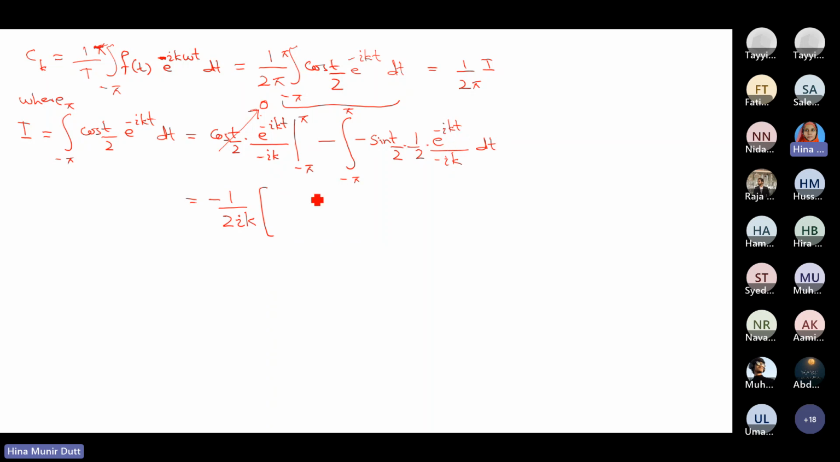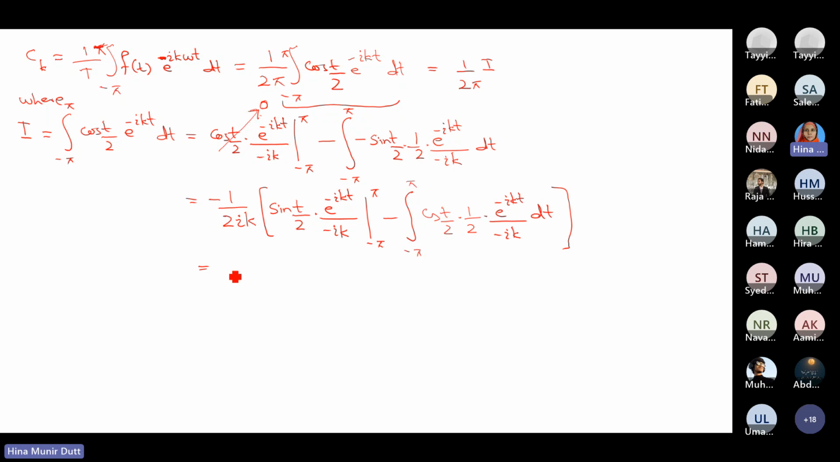Again, I will apply the integration by parts. Taking sine t over 2 as the first function as it is, the integral of the second function e to the power minus iota kt over minus iota k, limits of integration minus pi to pi, minus the derivative of the first function sine of t over 2, which is cos t over 2 multiplied by its derivative, and then the integral of the second function, e to the power minus iota kt dt.